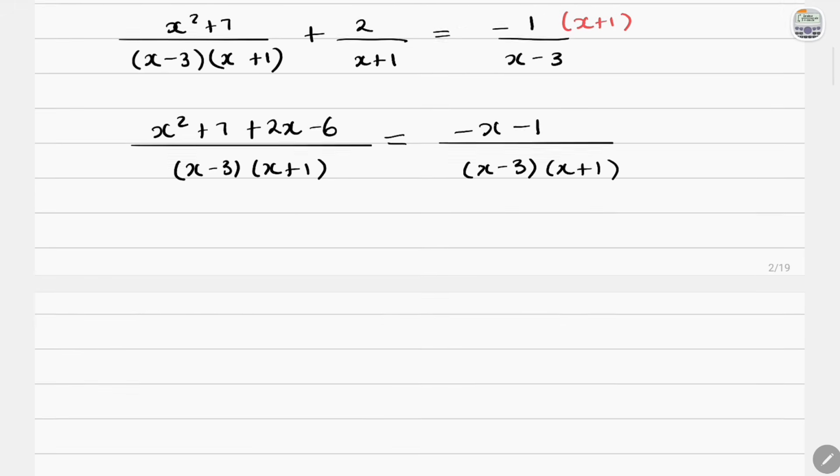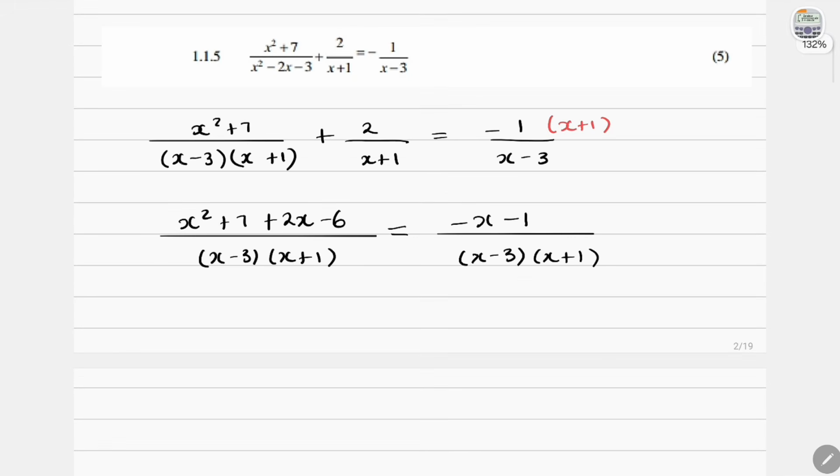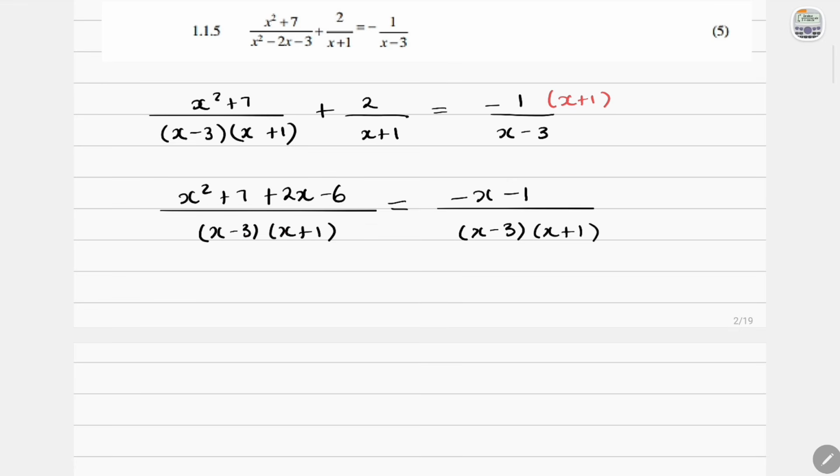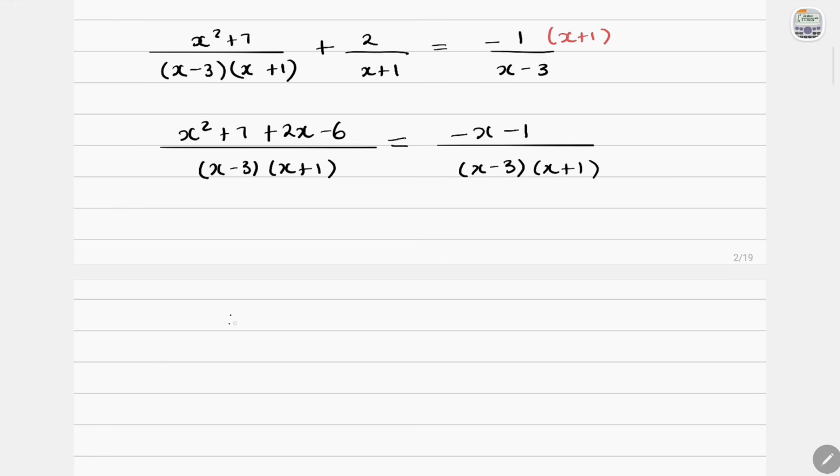And once the denominators are the same, you can drop them. The reason you're able to drop them is because we're just really going to multiply both sides by those denominators to get rid of them. So it's like saying multiply by x minus 3 times x plus 1. On this side, it cancels with that denominator. And same thing here, if you multiply it, it will cancel with that denominator. And so all we are left with in the numerator is x squared and then plus 2x. And then we can just say 7 minus 6 is plus 1, is equal to negative x minus 1.